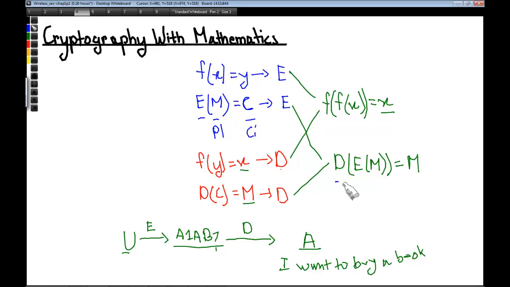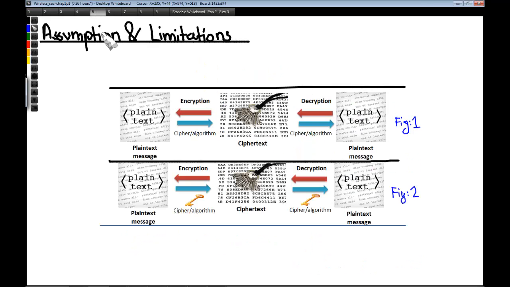Basically, the entire algorithm is represented by this equation, and as you can imagine, this cryptographic equation has its own assumptions and its own limitations. So now let's discuss all these assumptions and limitations. This is the picture that happens behind the screen during encryption and decryption.